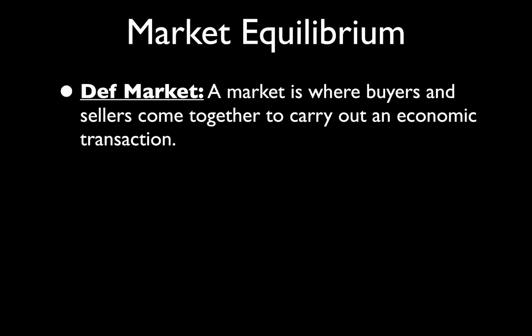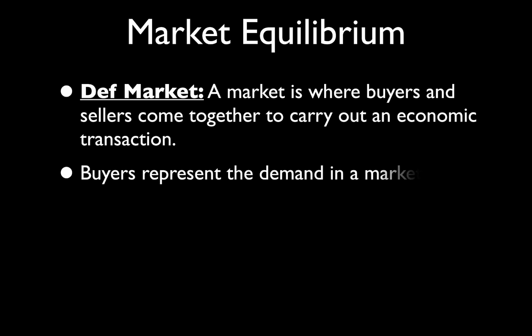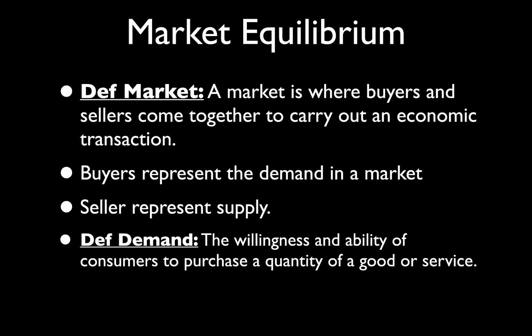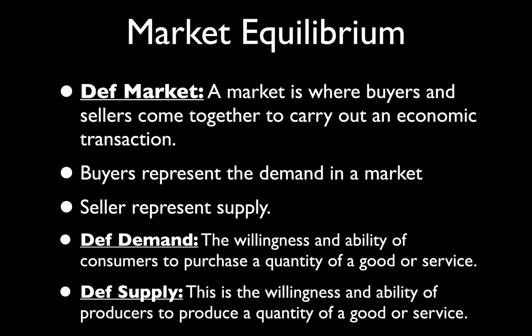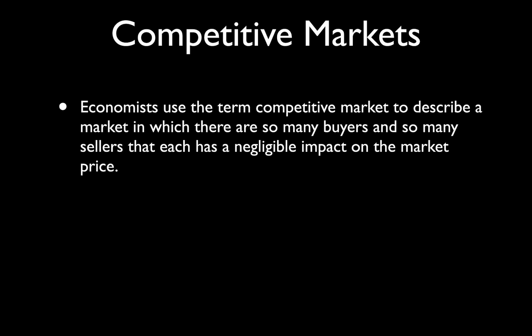So, a definition: if we're going to talk about market equilibrium, we might as well know what we're talking about before we speak about it. A market is where buyers and sellers come together to carry out economic transactions. As I have already said, buyers represent the demand in the market and suppliers represent supply. Demand is the willingness and ability of consumers, buyers, to purchase a quantity of a good or service at different prices, willingness and ability. And supply is the willingness and ability of producers to produce a quantity of a good or service at different prices. Don't forget that the quantity demanded and the quantity supplied both change following changes in prices, or movements.